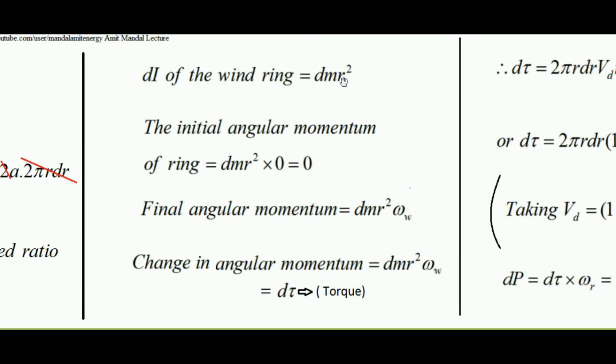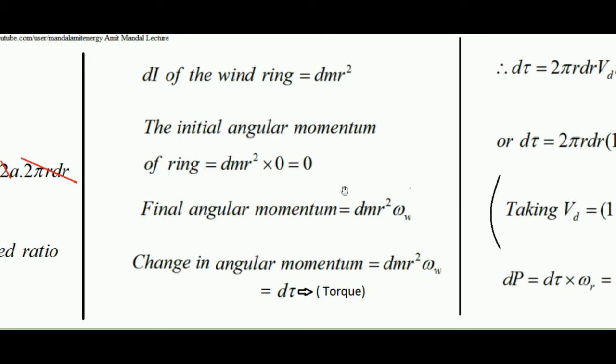Mr square. So since the mass is a very thin ring made of mass dm, so dm into r square. So what was the initial angular momentum of the ring? It was 0, because when the wind ring is going and striking the rotor, initially it has no rotation. So initial angular momentum was 0. Finally it becomes wake and angular velocity becomes omega w. So final angular momentum will be the moment of inertia I omega, which is what angular momentum is. So dm r square, I have written, into omega w.